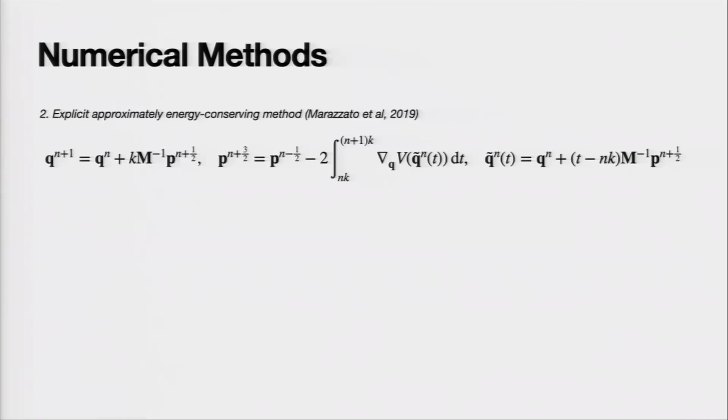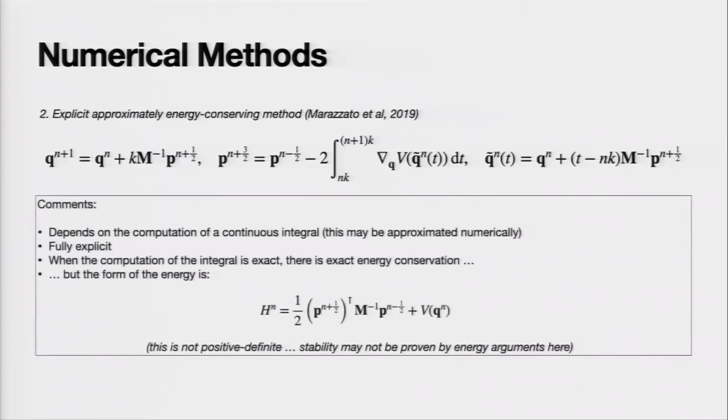But then there is also this complicated, well, maybe not so complicated, but there is a continuous integral over here over the gradient of V. And this integral is continuous, meaning that you need to evaluate that analytically. So this scheme is, again, fully explicit in the end because everything that is on the right-hand side of the first and second equation are assumed known. So again, you don't need to solve complicated linear systems or nonlinear systems. It's fully explicit. But the scheme depends on the computation of this continuous integral.